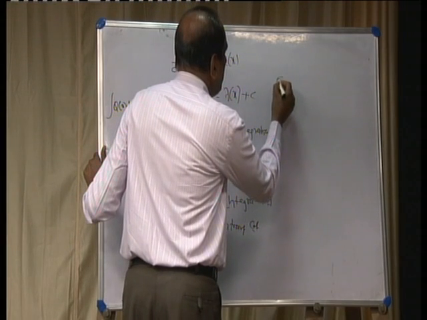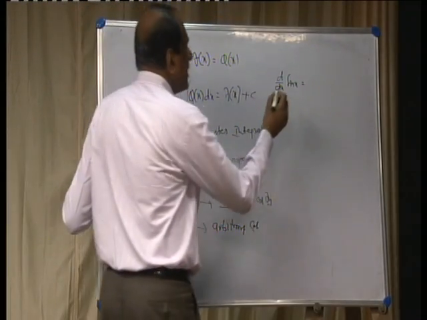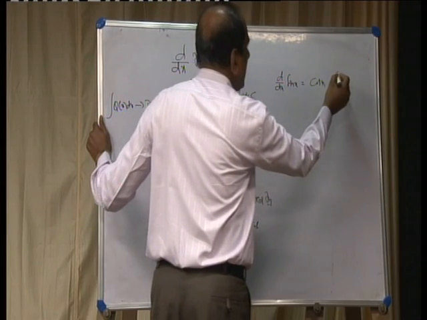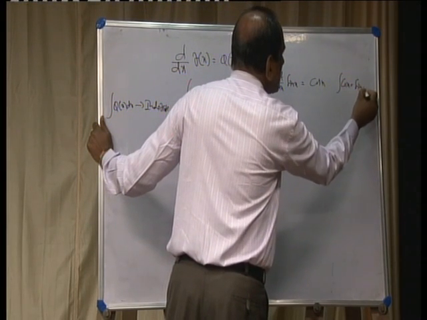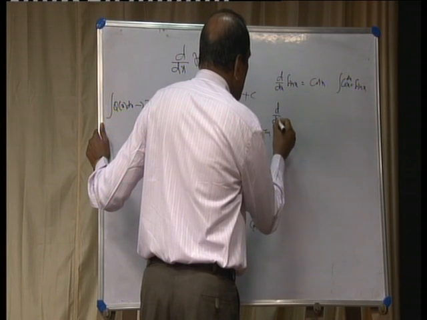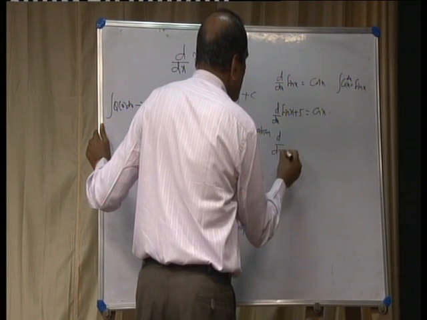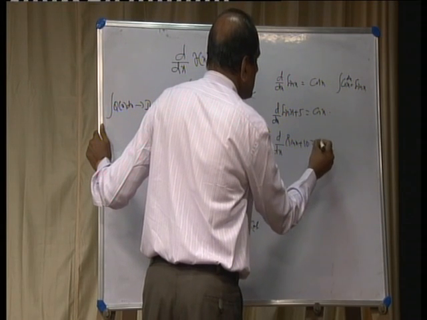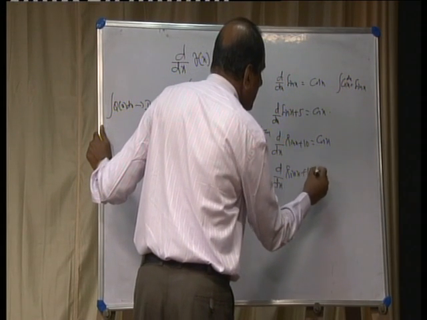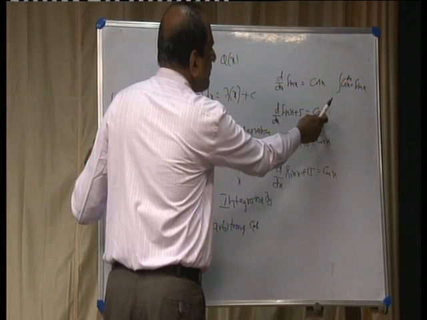See here, what is d by dx of sin x? The derivative of sin x with respect to x is cos x. Integration of cos x is sin x, the reverse process; dx is the variable of integration. Now, what is d by dx of sin x plus 5? That is also cos x. Similarly, d by dx of sin x plus 10 is also cos x, and d by dx of sin x plus 15 is also cos x. Integration is the reverse process of differentiation.